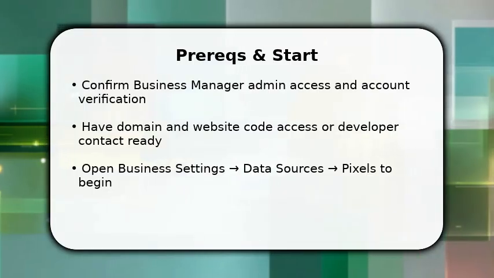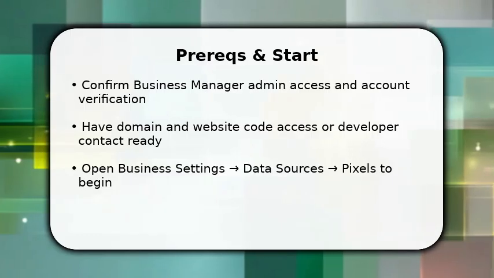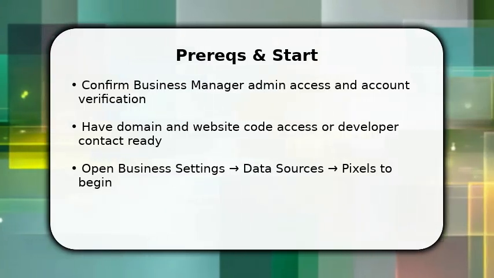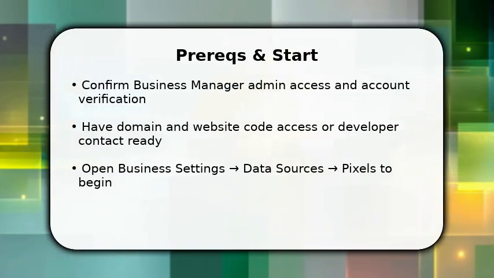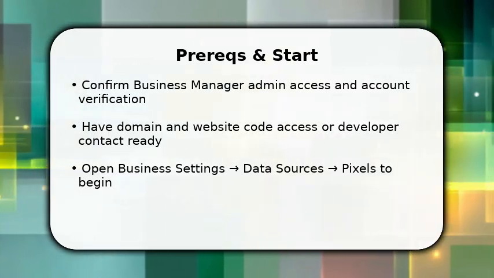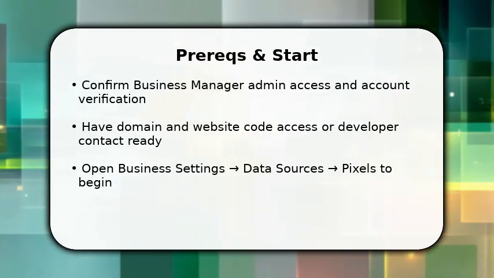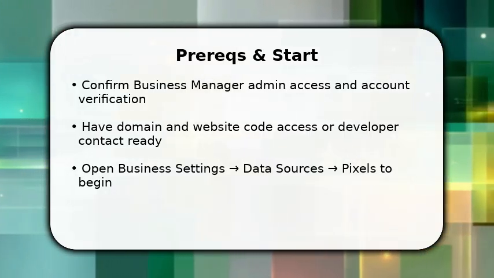You must have admin access and website code access before you begin. Once confirmed, open business settings and navigate to data sources, then pixels. Click Add to create a new pixel and name it clearly for reporting. Enter your website URL when prompted to enable suggested setup options.